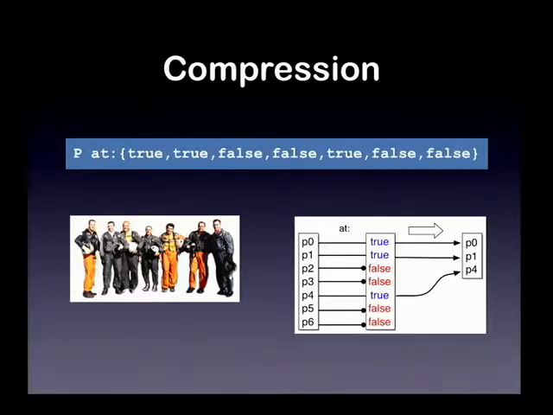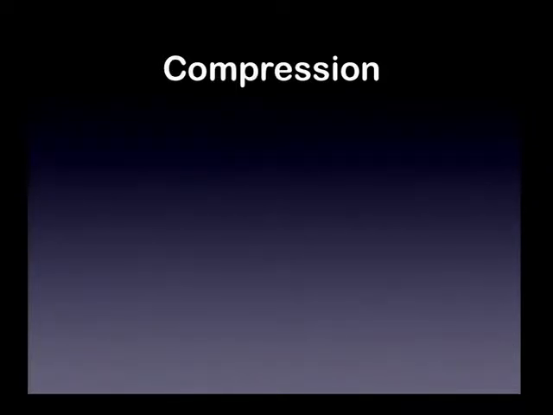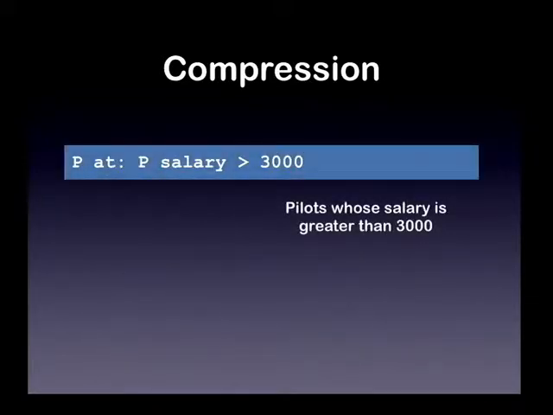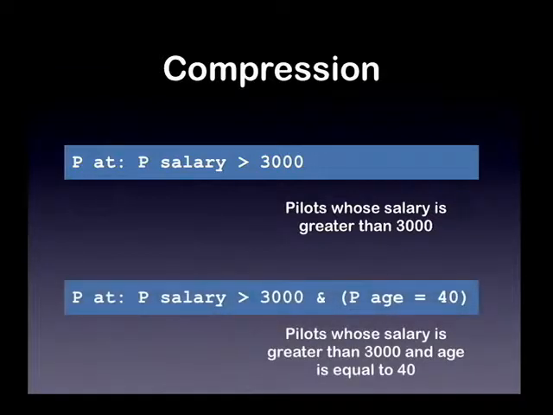But these arrays, as we have seen previously, are very easy to generate with message patterns. So, for instance, the following expression returns the pilots whose salary is greater than 3,000. And this expression returns the pilots whose salary is greater than 3,000 and whose age is equal to 40. We use message patterns here. And here, it's compression.